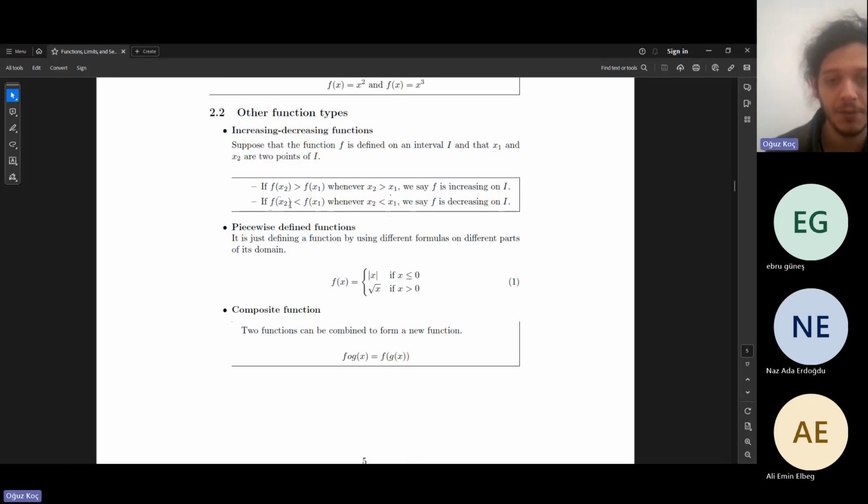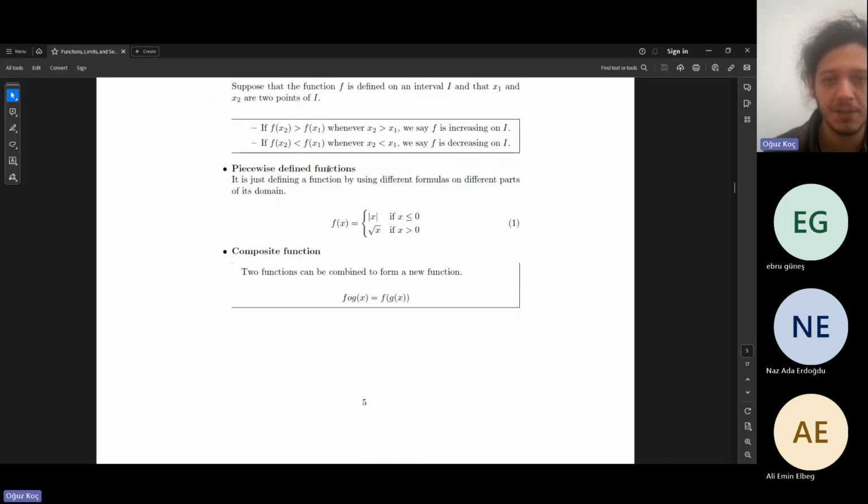And if f of x2 is smaller than f of x1, whenever x2 is greater than x1. It has to be the reverse. I will fix this after the lecture. It has to be the otherwise. x2 smaller than x1, we say that f is decreasing on I.